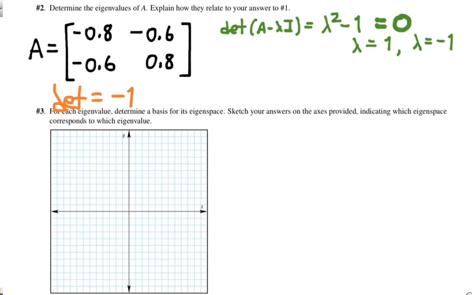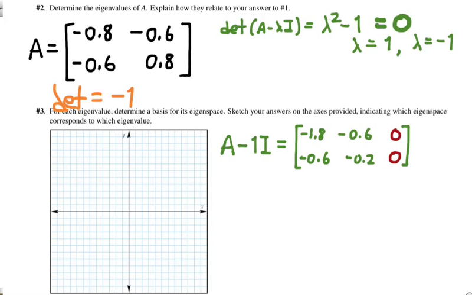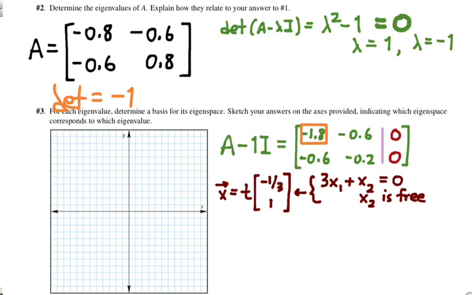Then to find a basis for each of the eigenspaces, you had to find the null space, the solution to the homogeneous equation for A minus 1 times I. So this is going to give you the lambda equals 1 eigenspace. Solving this homogeneous equation, the second row disappears if you do the row reduction. In its parametric vector form, you can find the basis vector of the solution set, negative 1/3, 1. We would call that an eigenvector for the eigenvalue lambda equals 1.